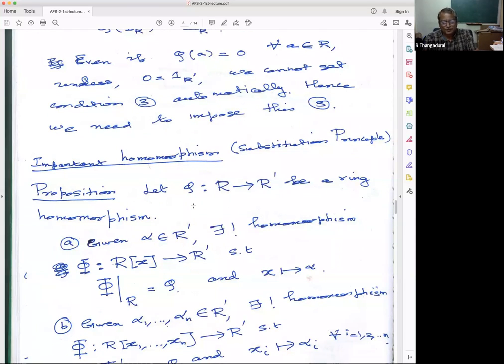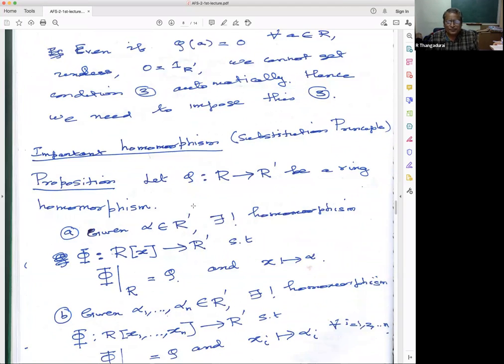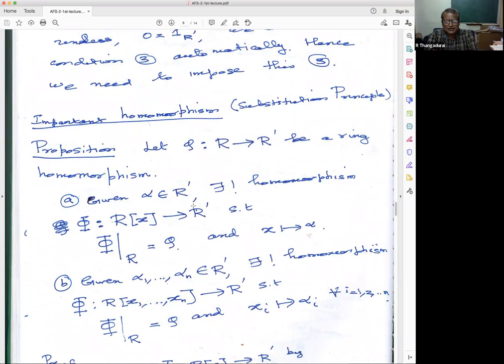Okay, so one important homomorphism is the substitution principle. What is the substitution principle? The following proposition. First, R and R' are two rings, and a homomorphism φ between R and R' is given to us. Then you fix any element α in the ring R', and the claim is that there exists a unique homomorphism, capital Φ, from the polynomial ring R[x] to R', such that when we restrict this capital Φ to the ring R, it is nothing but the given map small φ, whatever the functional value you get. And also this capital Φ takes x to the given fixed element α.